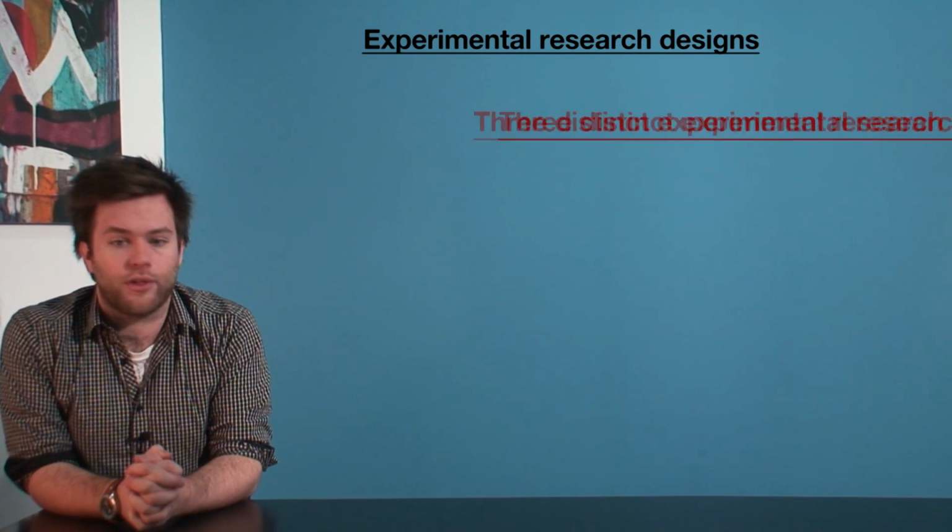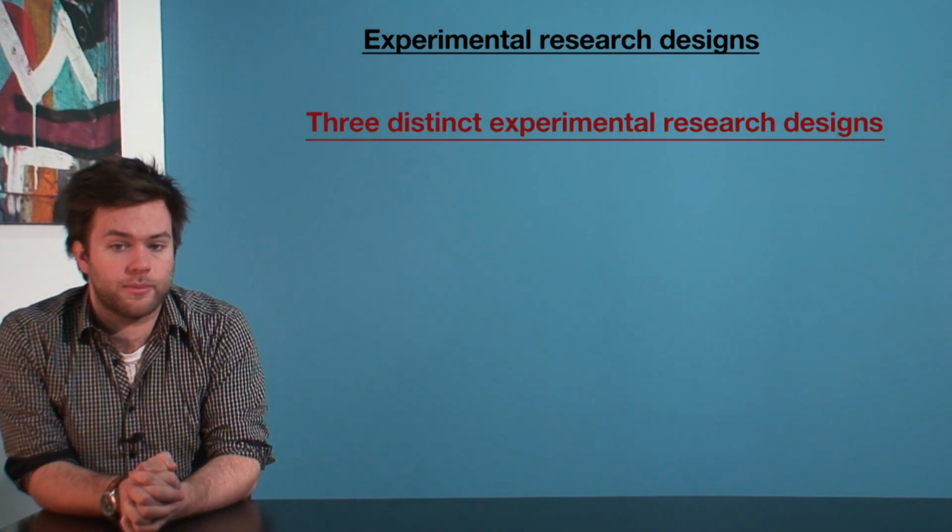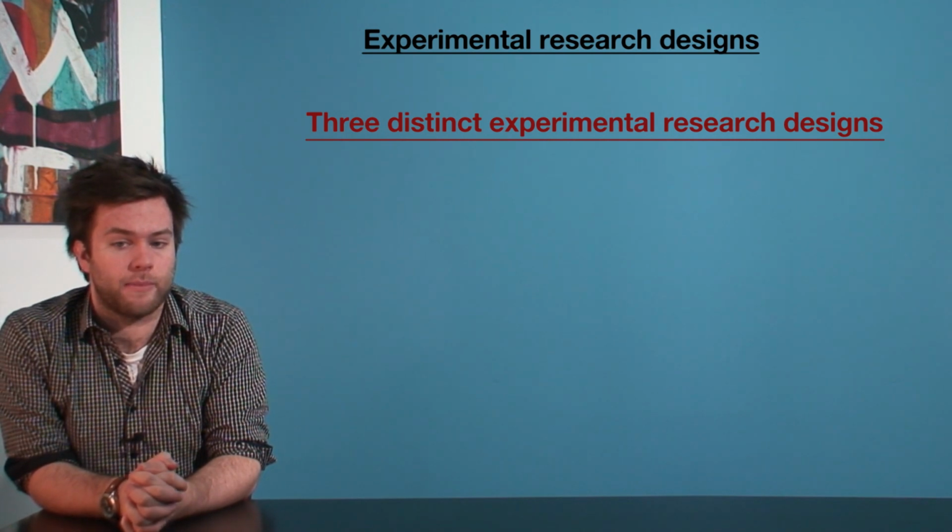Studies can be constructed in different ways. One way in which studies can differ is what conditions participants are exposed to and how they are allocated to those groups. There are three distinct experimental research designs to look at: independent groups, matched participants, and repeated measures.